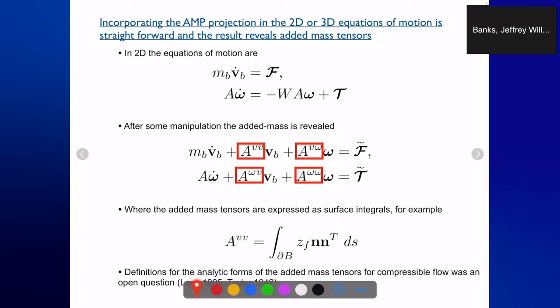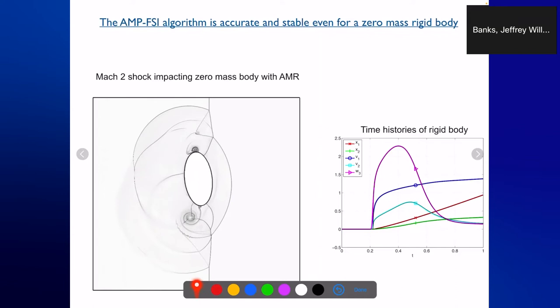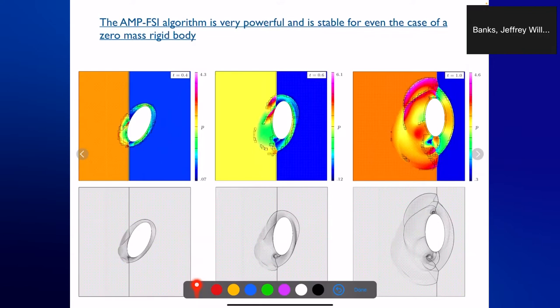So you can do that. Here is a case. This is a shock hitting a zero mass ellipse. So it's not like the mass in the code is 10 to the minus 10 or something. The mass in the code is zero. We don't divide by zero anywhere, and we get a perfectly defined set of equations. This works. This whole simulation's got AMR. It's got all the accoutrements going on. So everything is quite robust. It's working quite well. Okay.